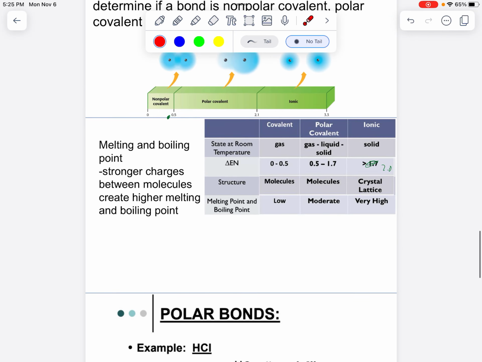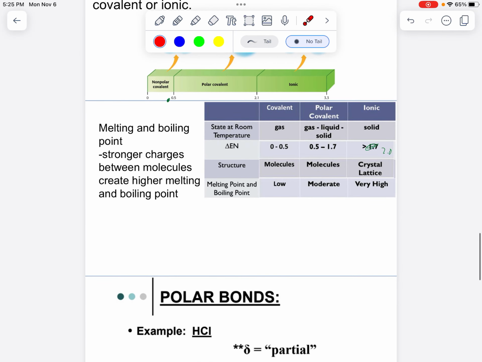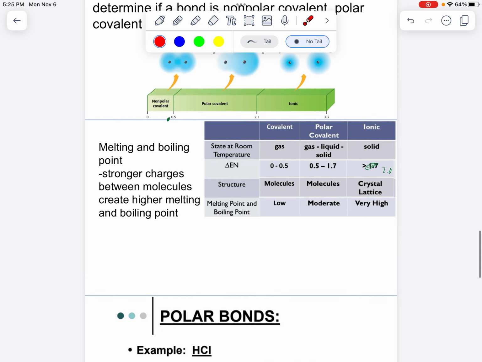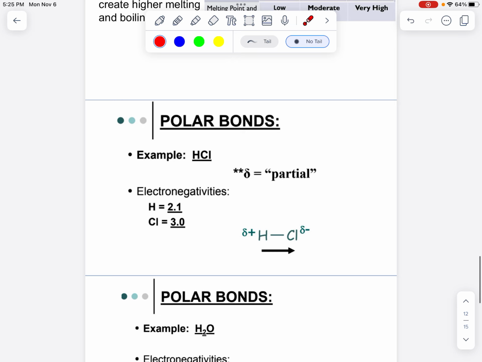Again, think back to the magnets that we looked at the beginning, right? The stronger the magnets, the stronger the attraction, the harder it is to separate them, so more likely to be a solid, right? So nonpolar, gas, low melting and boiling point. In the middle, we have our polar covalent, which can be a wide range, but typically more on the liquid side. And then ionic bonds tend to be solids.